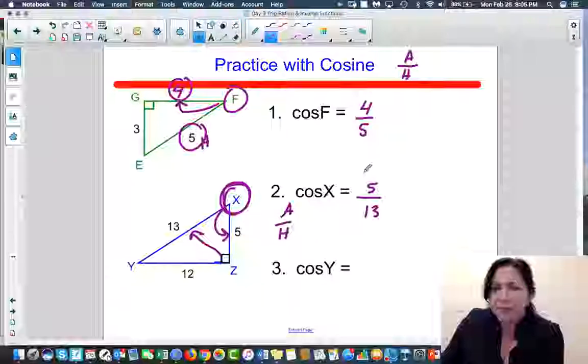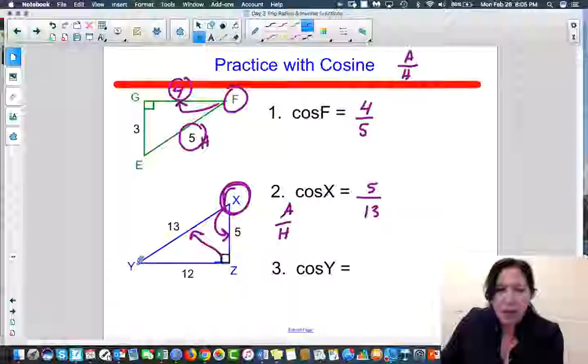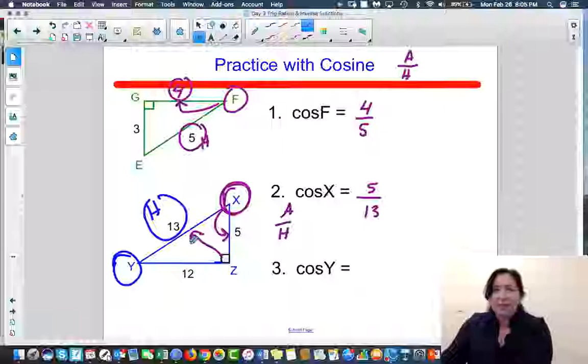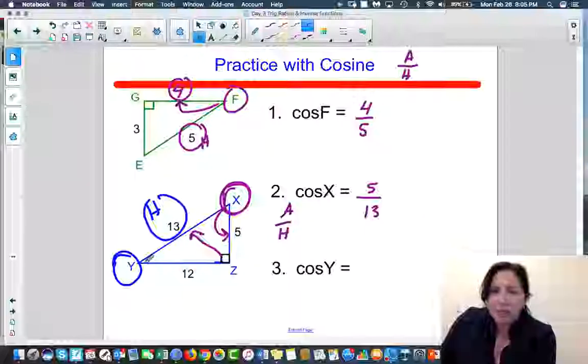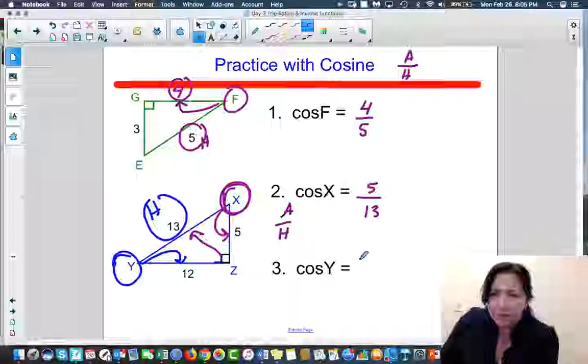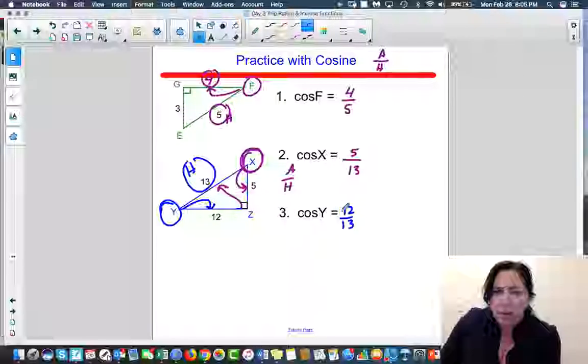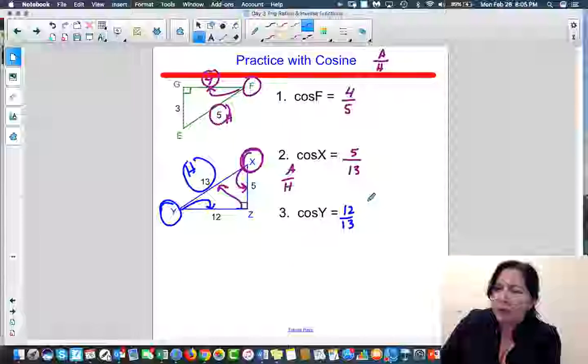Now this problem says cosine of y. So now I'm going to put myself at y. Cosine again is adjacent over hypotenuse. If I know that this is my hypotenuse, it can't be the adjacent side. So the adjacent side is 12, so it's going to be 12 over 13. That's the adjacent over hypotenuse.